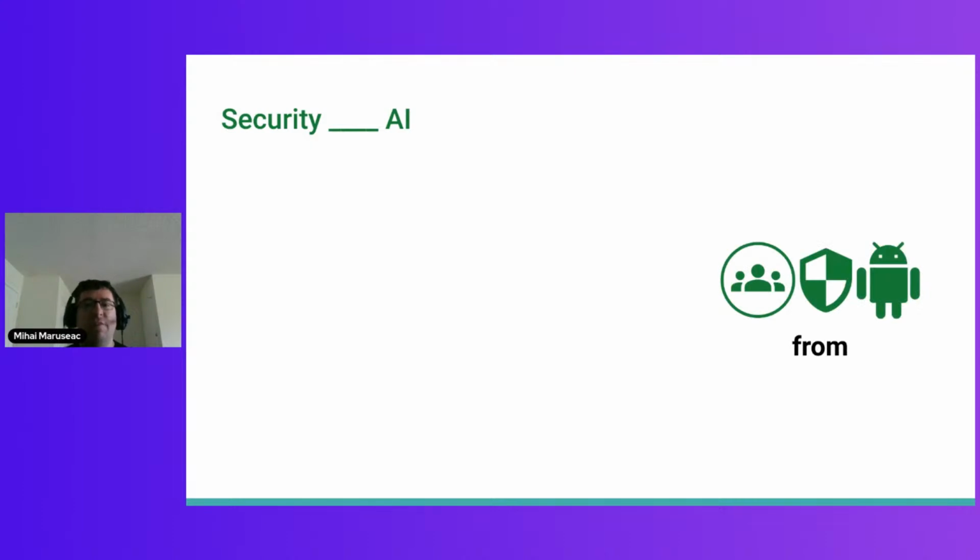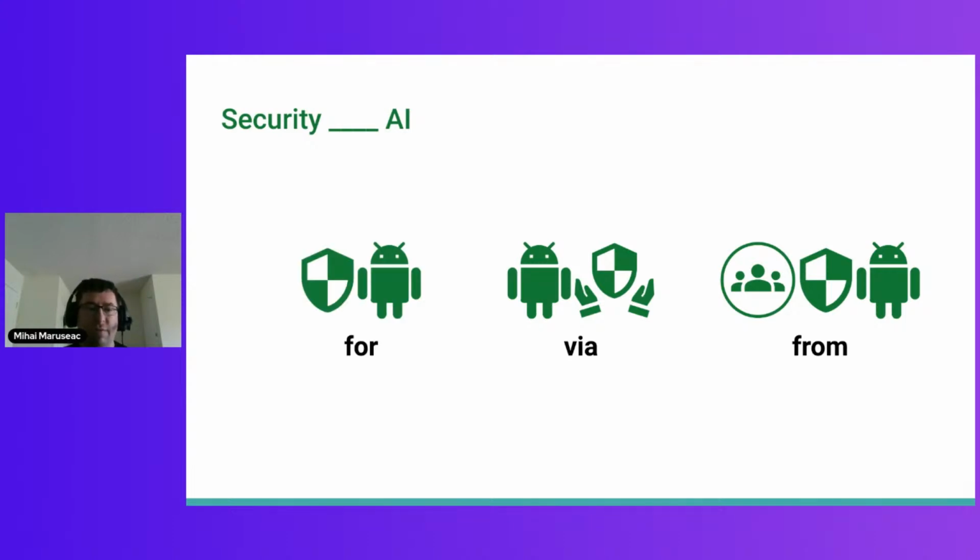We can have security from AI. Basically, here we want to protect users from harm that is created by AI. Or we can have security via AI. We can use AI to increase the security in other products. For example, we could use LLMs to generate fuzz targets, such that then we can discover vulnerabilities in other products and then improve their security posture. And then we can do security for AI, where we would apply concepts from security to the fields of AI. And for this talk, we are focusing on this one.